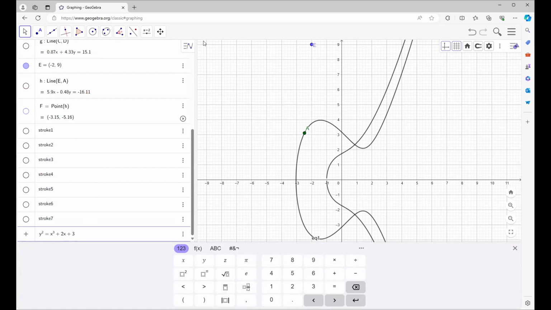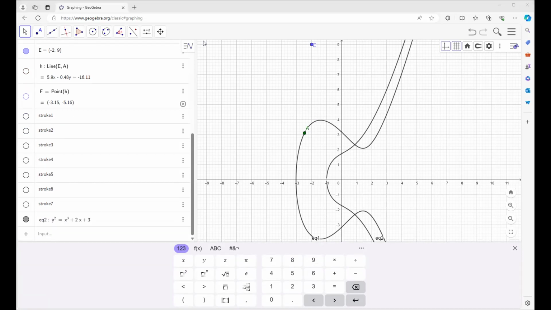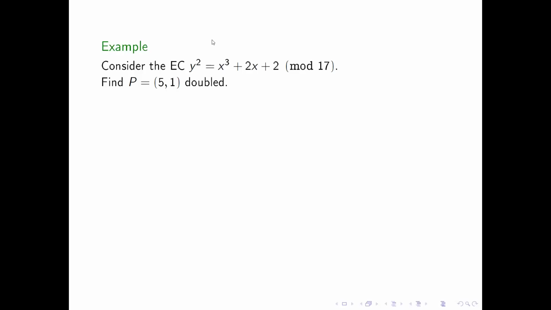Did I get that one right? Plus 2x plus 2. My bad. I knew that didn't look quite right.